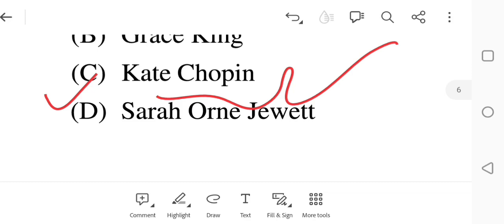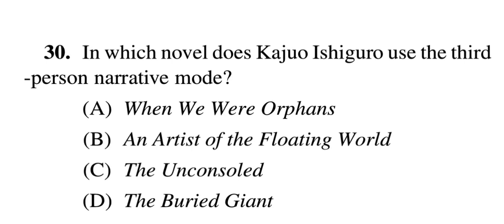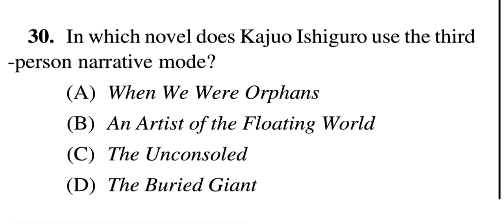Next question is 30. It says, in which novel does Kazuo Ishiguro use the third person narrative mode? I think you all know about Kazuo Ishiguro. He is a Japanese English writer, if I'm not wrong. Please verify it. And he is known for his many works like The Remains of the Day.